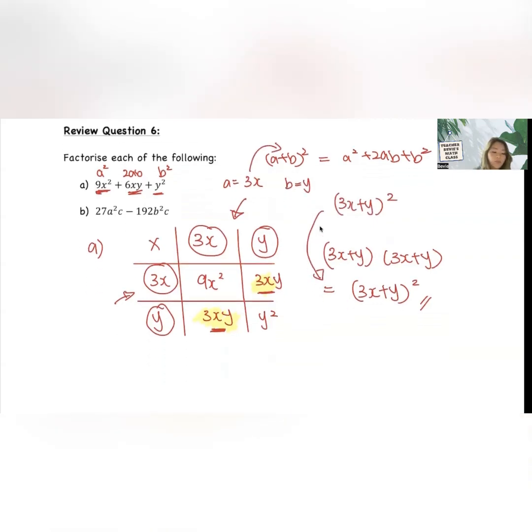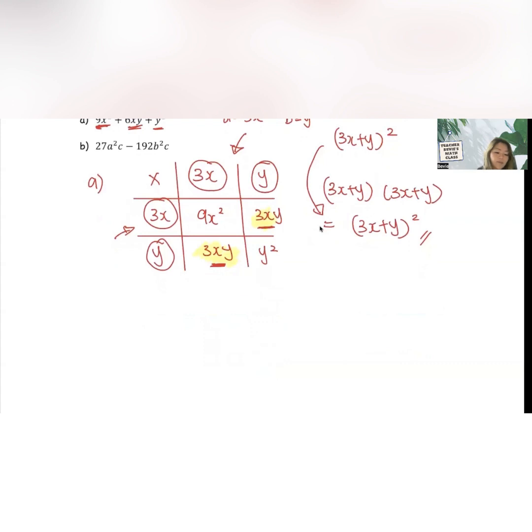Now let's move on to part B. I have 27a squared c minus 192b squared c. Taking a look at these two terms, I will go with extracting common factors first. Is the common number between 27 and 192 27? No, they are multiples of 3. Let's go with 3 first. So I'll pull out a 3. I'm left with 9a squared c minus 64b squared c.